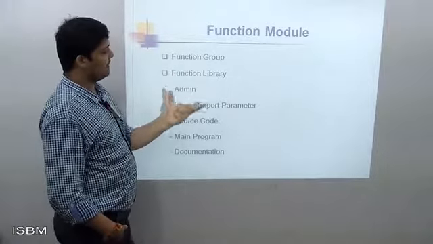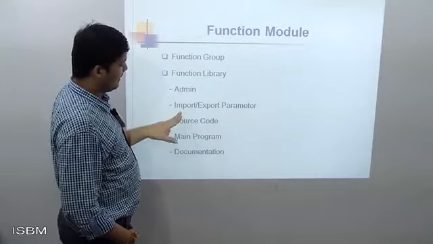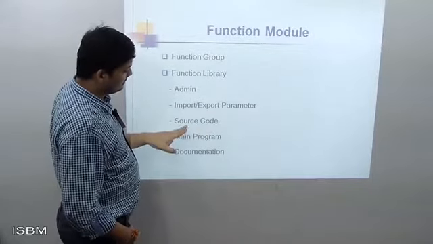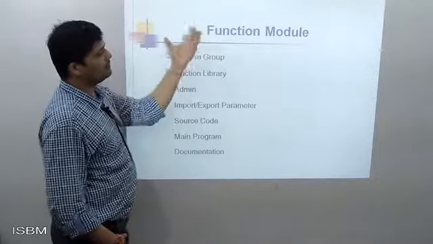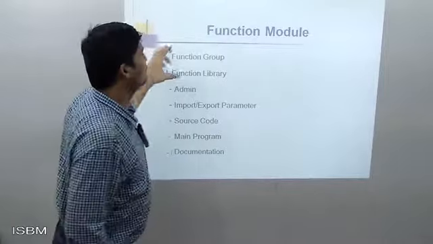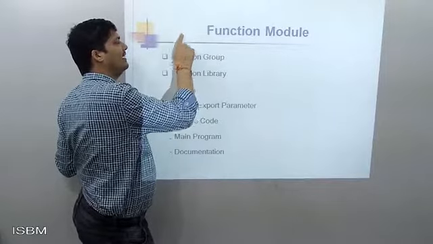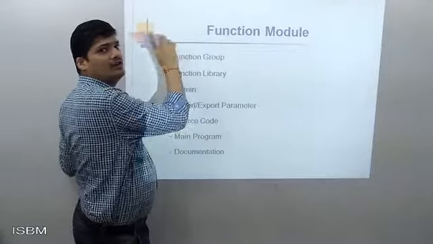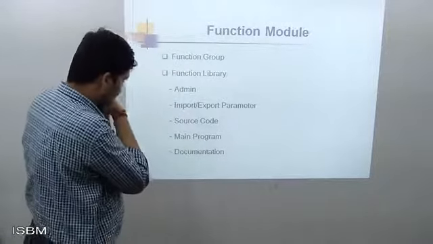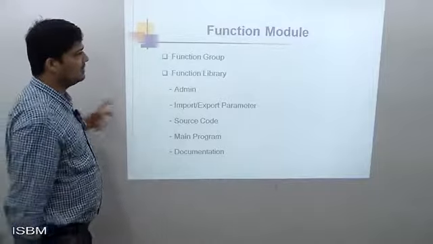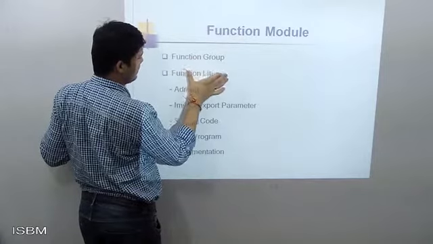Then we have a function library. Admin, export import parameters, then source code, then main program, then documentation. See, when you go to function group, there are a few tabs you find. Function modules are always created in transaction SE37. Always remember, SE37 is used for creating a function module. So when you start creating the function module in SE37, it will ask you for the function group.